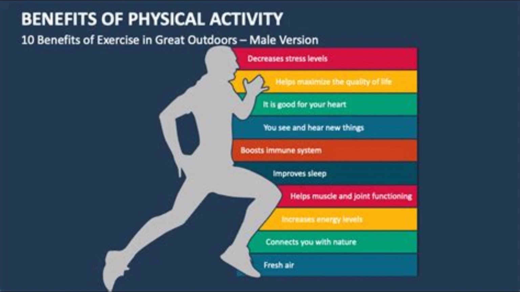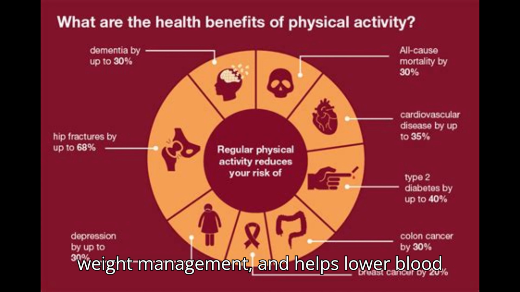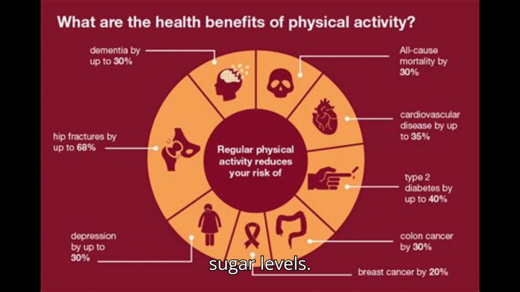Hydration. Drink plenty of water, and steer clear of sugary drinks, sodas, and fruit juices that can cause blood sugar spikes. Physical activity. Exercise benefits. Regular physical activity enhances insulin sensitivity, aids in weight management, and helps lower blood sugar levels.